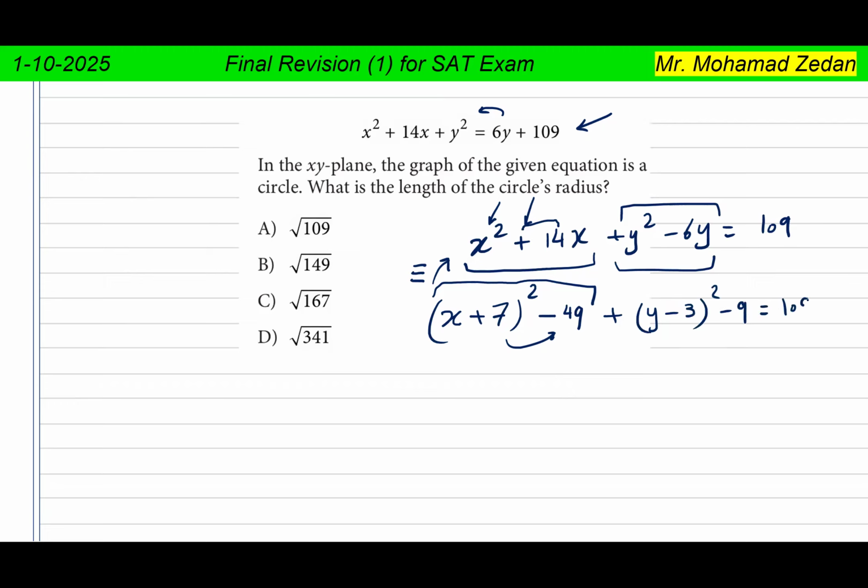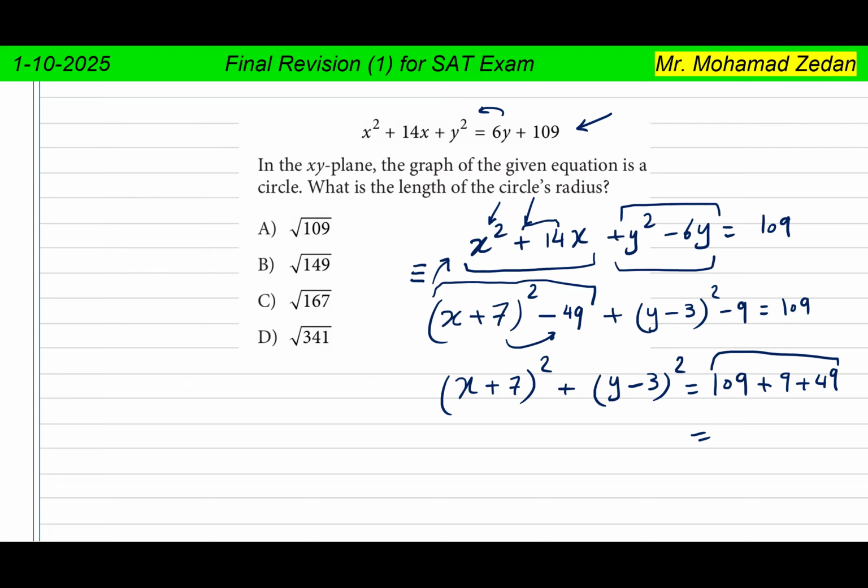is equal to 109. Write down the brackets of the complete squares, x plus 7 all squared plus y minus 3 all squared, and then move the negative 9 and negative 49 to the other side, plus 9 plus 49. What you got now is the r squared. Give me the sum of these numbers, please.